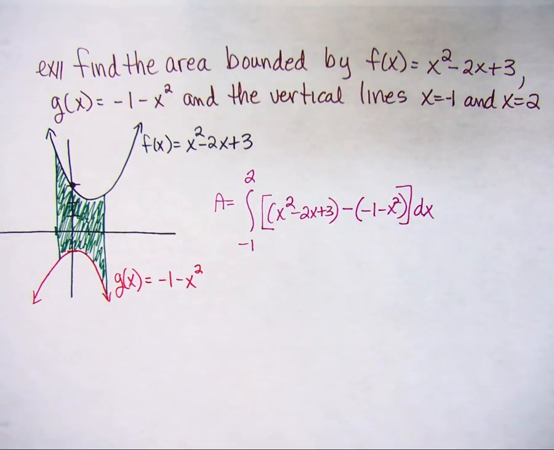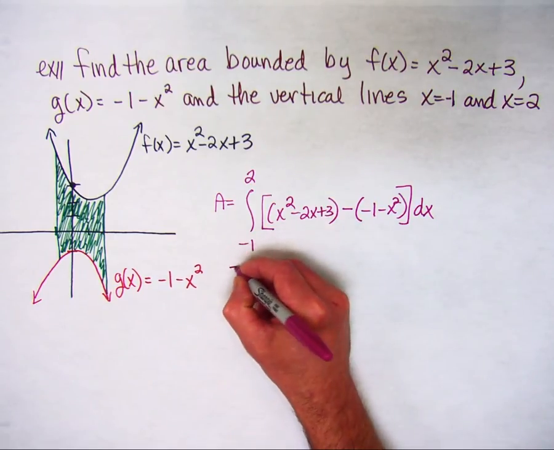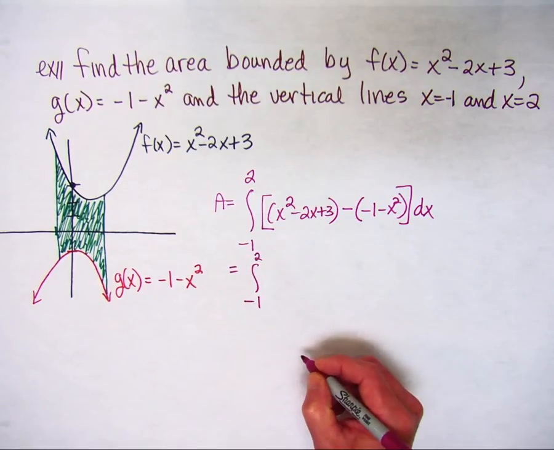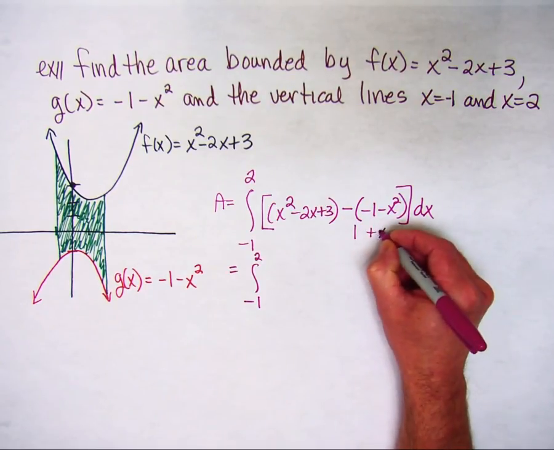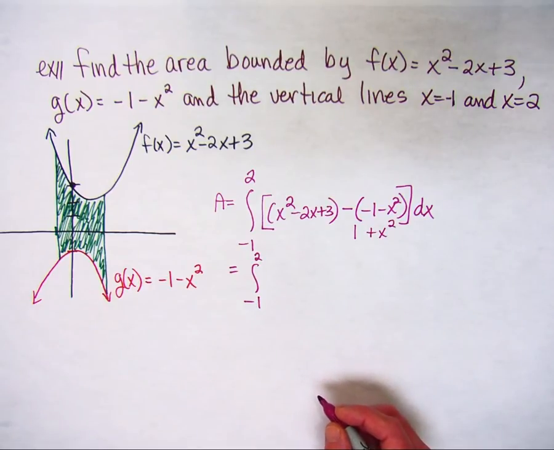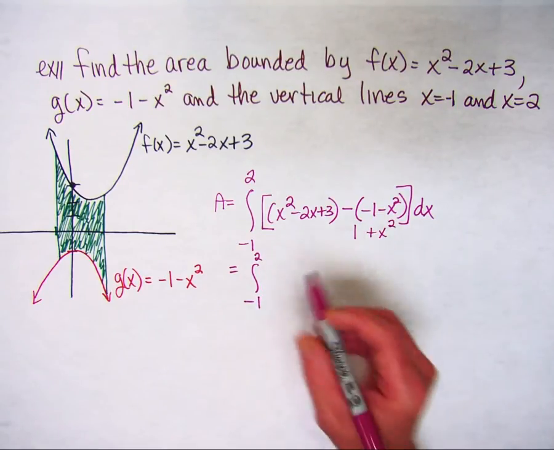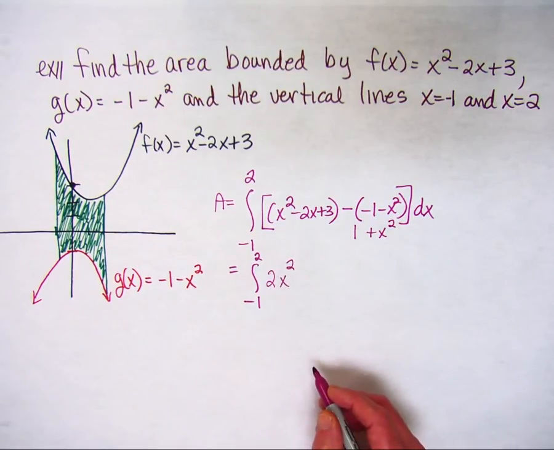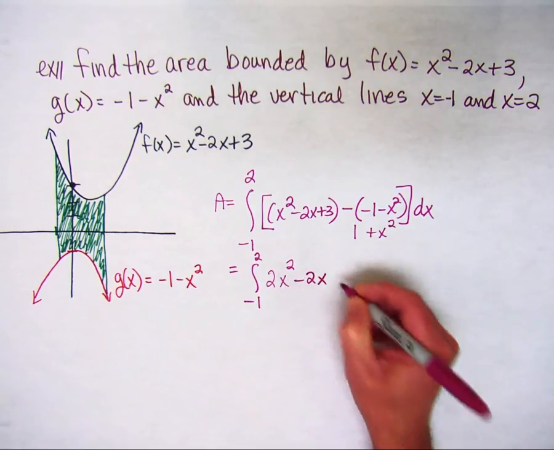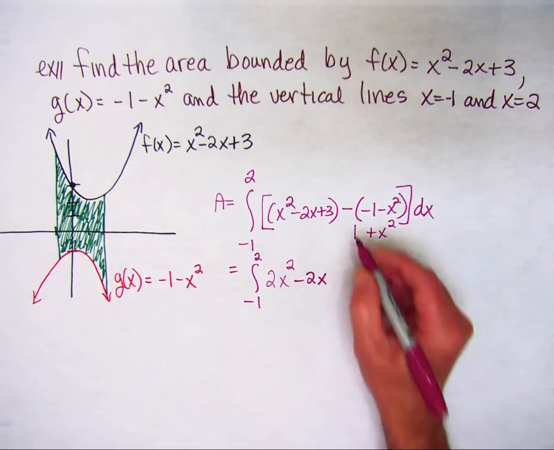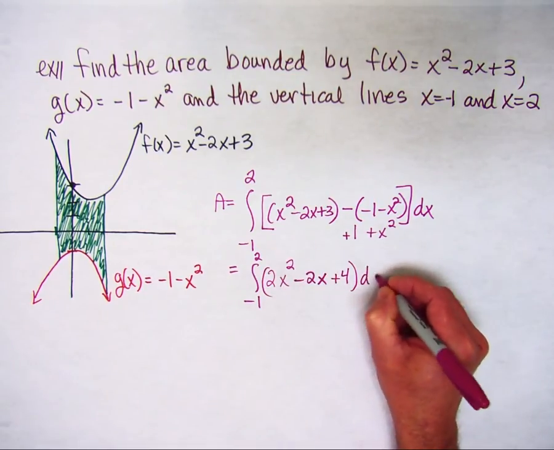Now, before we find the actual integral, we're going to want to simplify the integrand, the part that's inside the integral sign. So this is going to be the integral from negative 1 to 2. Now, if we distribute this negative through the bracket, this is going to become a positive 1, and this is going to become a positive x squared. So collecting all my like terms, I'm going to have an x squared plus another x squared. So I'm going to have 2x squared. I'm going to have a minus 2x, and there aren't any x's in this function, so we're just going to have minus 2x. And then we're going to have plus 3 plus 1, and so we have plus 4. And we want to integrate all of that with respect to x.